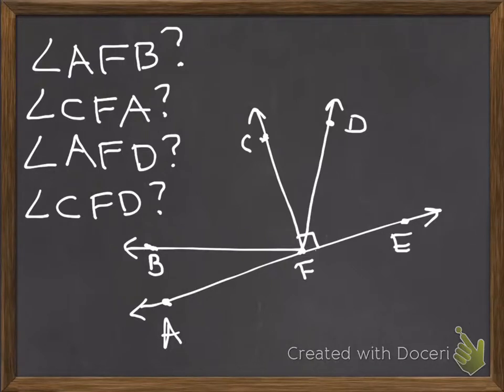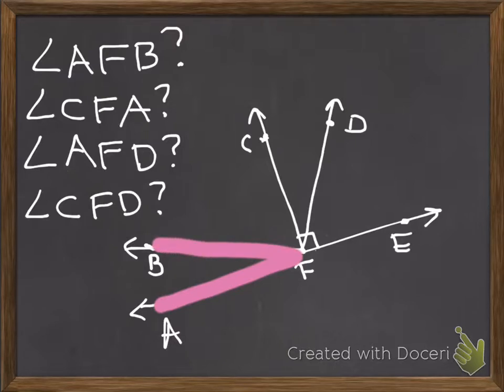And now we're going to look at the different parts of these angles. It's asking you what type of angles these are: right, obtuse, acute. If we look at AFB, that's here. To tell what type of angle that is, notice that it looks like it's under 90 degrees. So this is going to be acute.